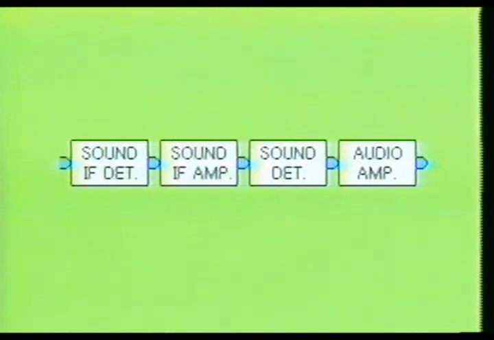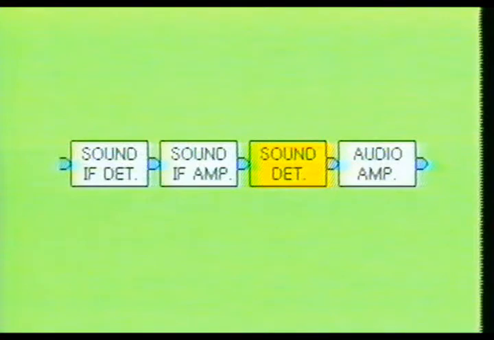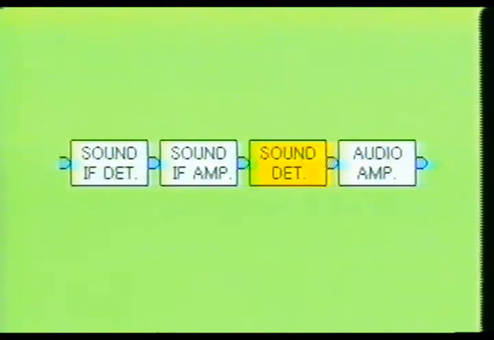The second section is the sound IF amplifier stage. This stage is designed to boost the 4.5 MHz signal to a workable level. The third section is the sound detector stage. The sound detector stage converts the sound intermediate frequency signal into audio frequency signals.